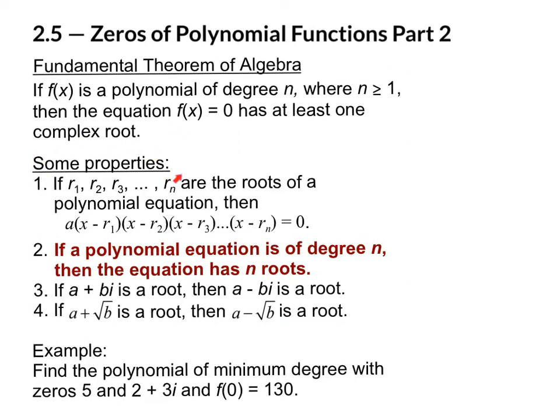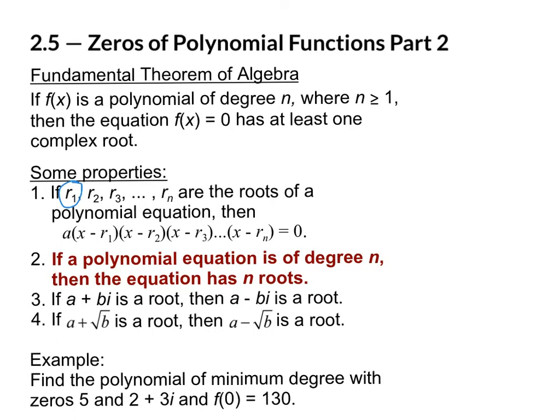Let's take a look at some properties. If r1, r2, r3, and so on are the roots of a polynomial equation, then you're going to have a factor x minus r1, another factor x minus r2, and so on, equals 0. Now, this makes a lot of sense, because if we plug, let's say, r1 into this x, what we have is r1 minus r1, which will be 0, which will cause this whole left-hand side to equal 0, which is what we want. So this makes a lot of sense.